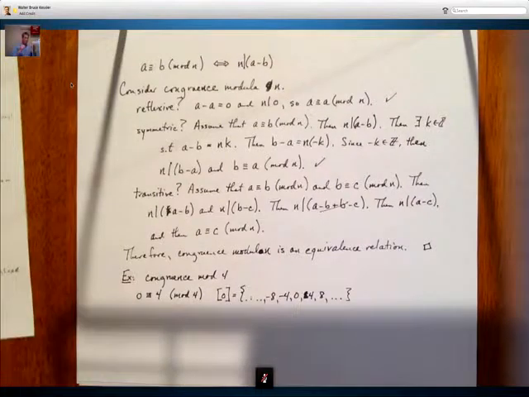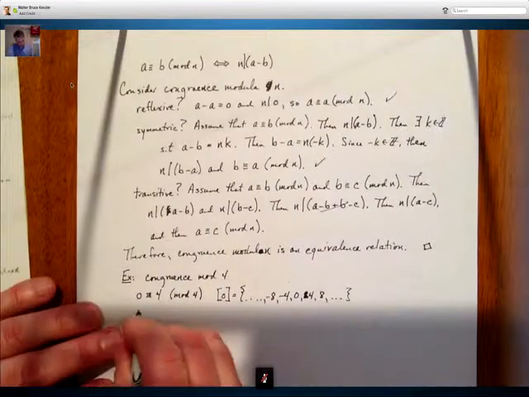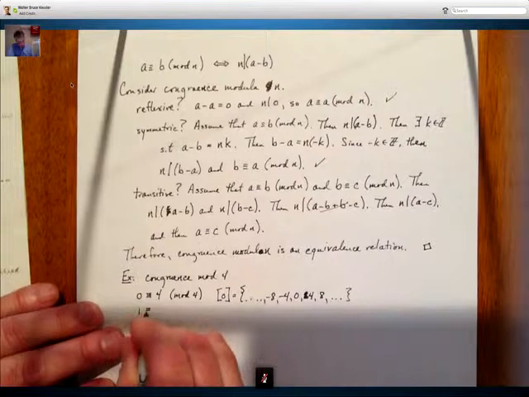sometimes use this notation. Okay, where we take one element out of the set and put square brackets around it and say, okay, this is the set of things that are congruent to 0 mod 4, in this case, or whatever the relation is, okay? All right, let's think about 1.